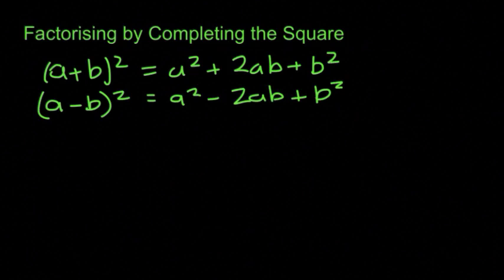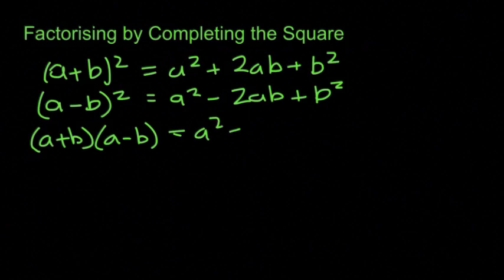And the other one that's going to be relied upon is the difference of two squares: (a + b) times (a - b). That will give us a squared minus b squared. We're going to be relying on these three bits of knowledge. So let's get started with an example.